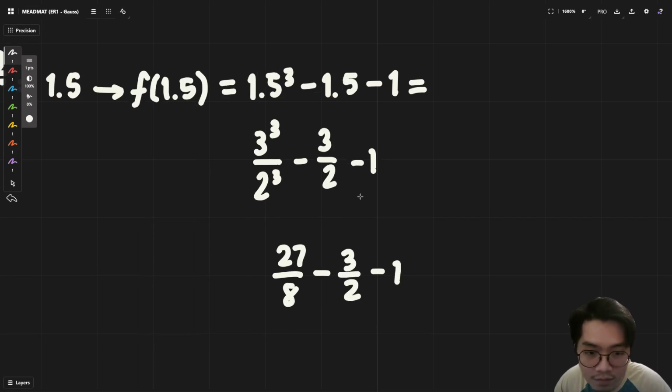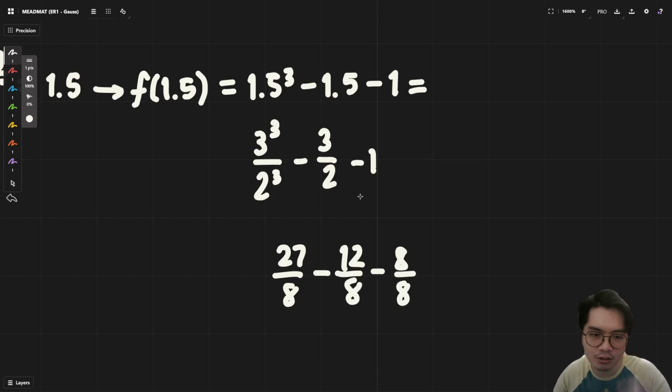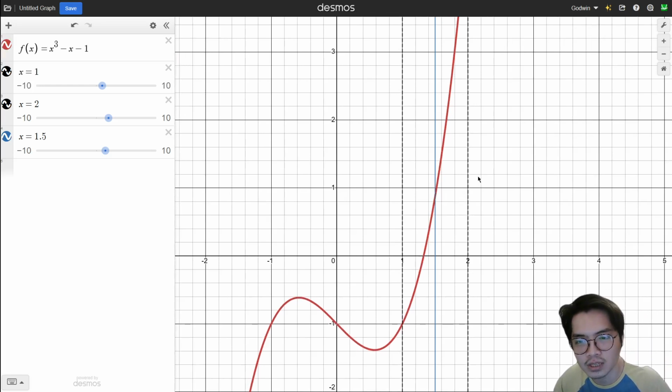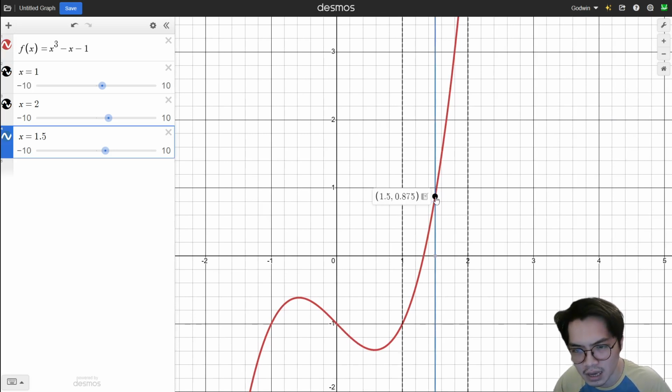Let's turn all of that into 8ths. So this is going to be multiplied by 4. This is 12 divided by 8. This is 8 divided by 8. 27 minus 12, that is 15 minus 8. That is 7 over 8, which is 0.875. There it is. And now you say to yourself, that's positive. Now the choice is going to be this.